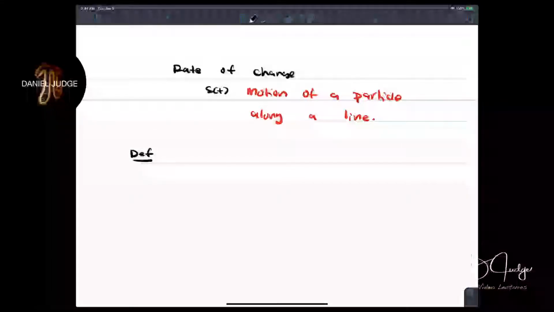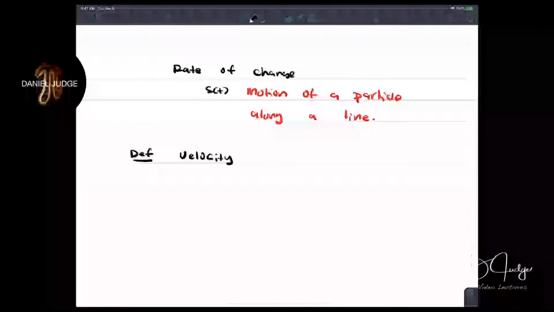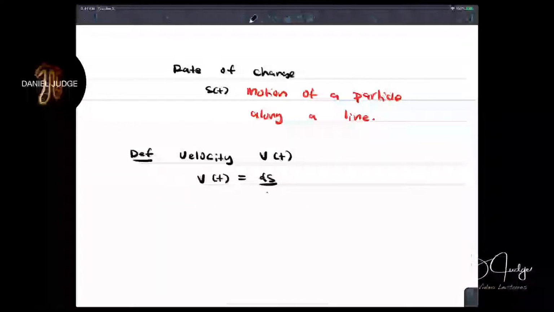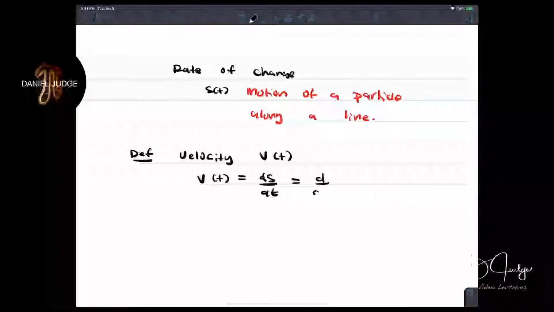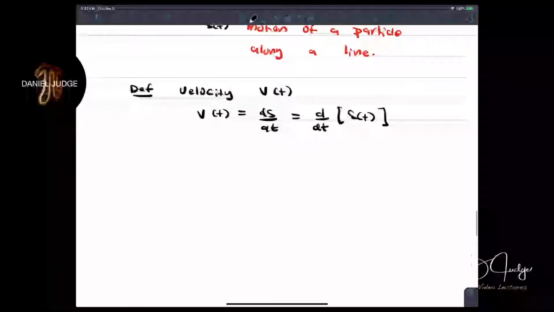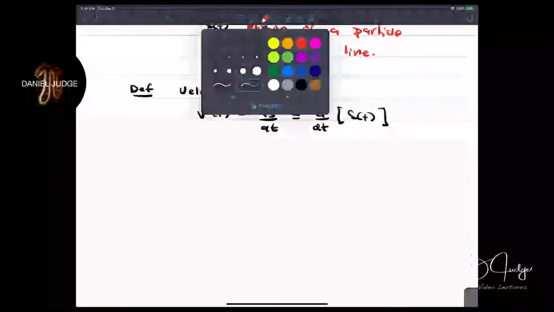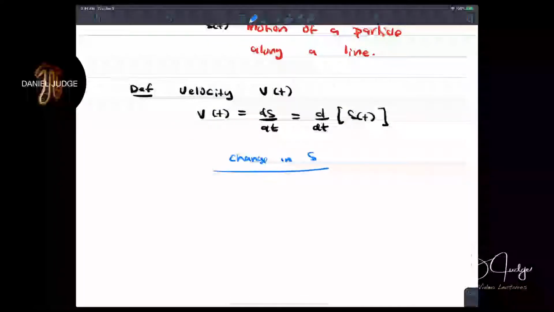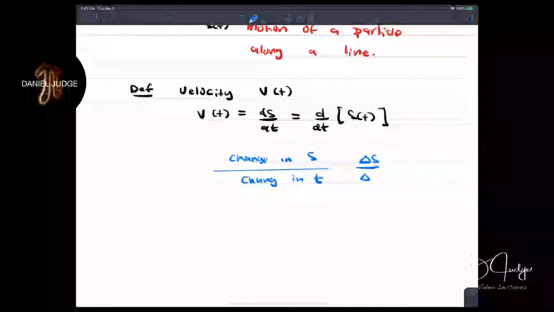So the definition of what we call velocity, and velocity we represent with V of t. And V of t is simply ds dt, the derivative of the position function. Because remember, it's a rate of change. That's going to be the change in position over the change in time, delta S over delta T. It's a rate of change, ladies and gentlemen. And that's the velocity.